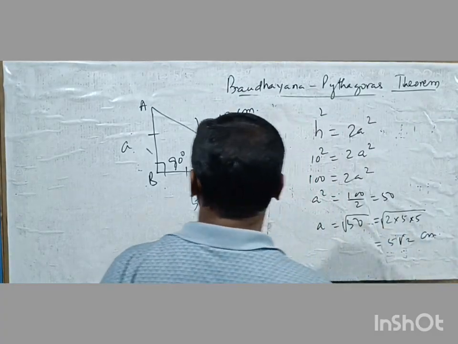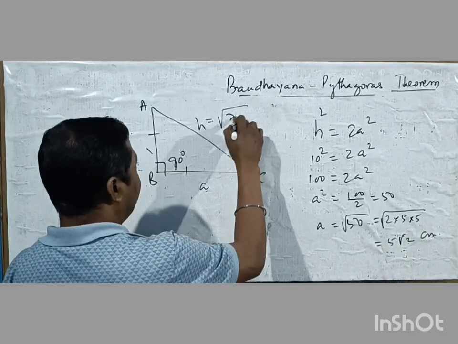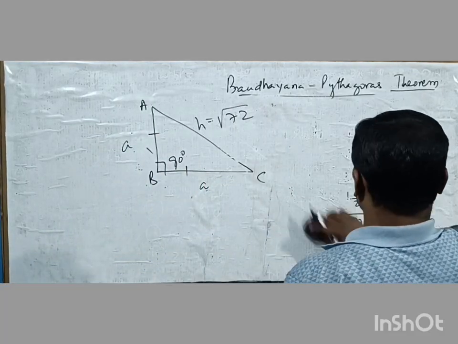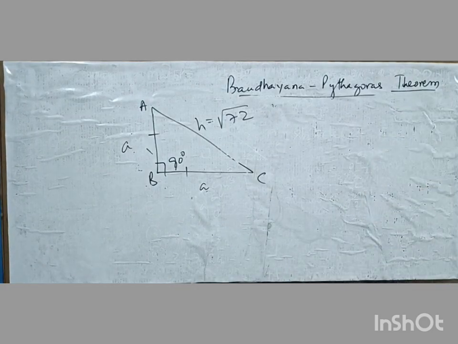If the hypotenuse is given as root 72, what will be the equal sides? Can you calculate for this number?